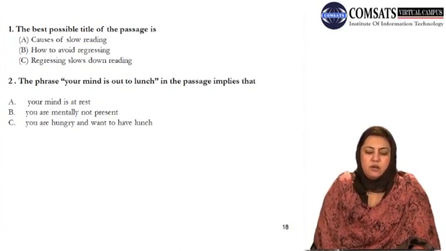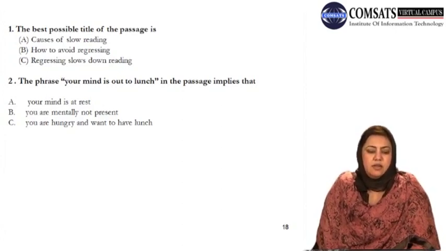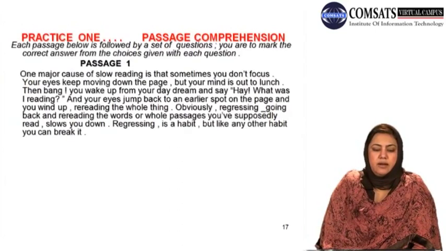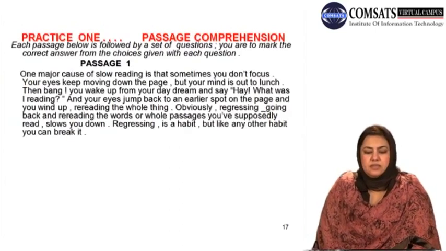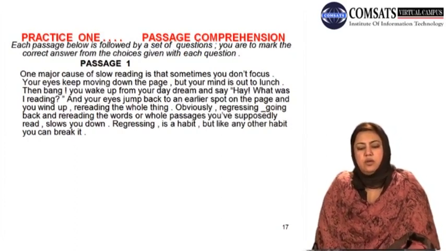The phrase "your mind is out to lunch" in the passage implies that, number 1, your mind is at rest. Number 2, you are mentally not present. And number 3, you are hungry and want to have lunch. Now, if you look at the passage, where does it occur? In the second line, near the end of the second line. Your eyes keep moving down the page, but your mind is out to lunch.